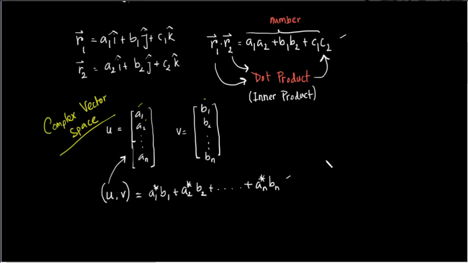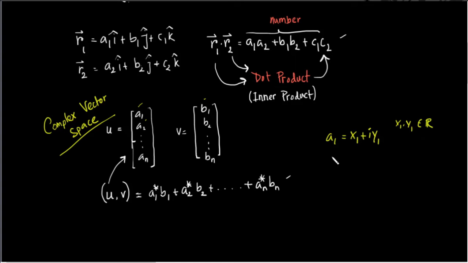Let me give a slight recap of what a complex conjugate is. Suppose I have a complex number a1 which is of the form x1 plus i y1. Here x1 and y1 are both real numbers.